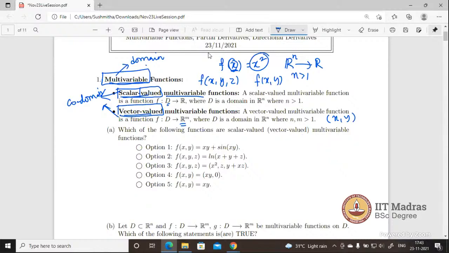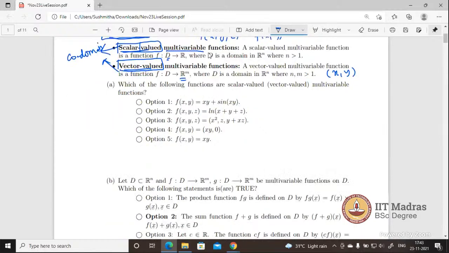So this simple question: which of the following are scalar valued and vector valued? Are they all multivariable functions? Yes, ma'am, because f depends on more than one variable in each of the cases. So all of these are multivariable functions. Which of these are scalar valued? Which of these are vector valued?